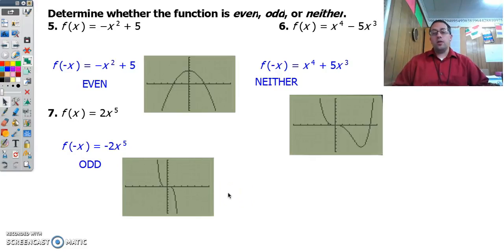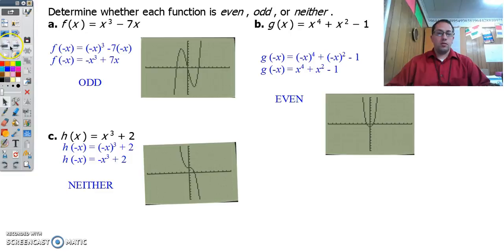Now, there is one other thing that's a little bit of a shortcut with this. If you look at your equation, and you look at the variables in the function, if every single exponent in the function is even, you'll have an even function. If every single exponent in the function is odd, you'll have an odd function. Now, you'll notice on number 6, I have a 4, which is even, and a 3, which is not even. And so since they're not both even and they're not both odd, then it's neither one.